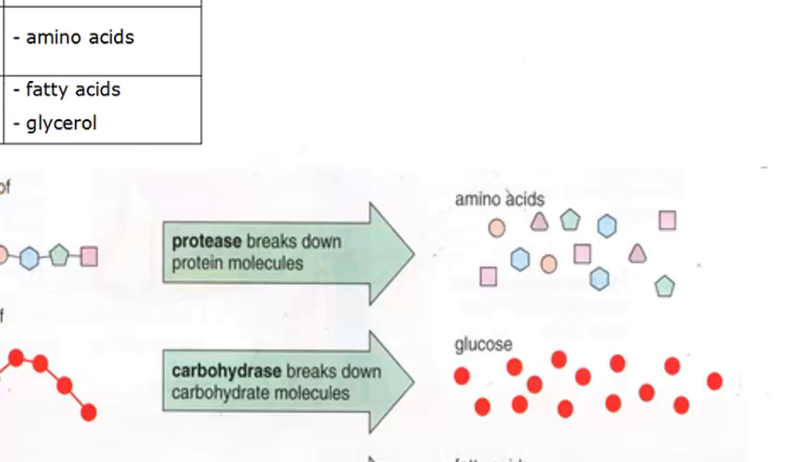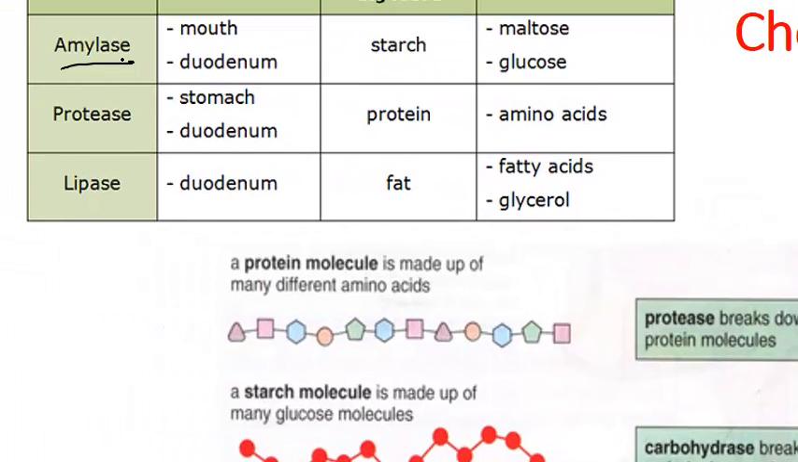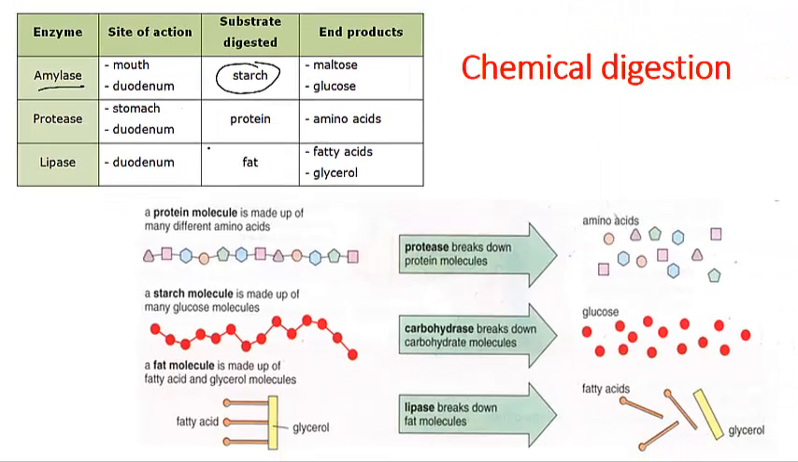Here you see the list of enzymes that are involved with the substrate breakdown into small fragments. For example, breakdown of starch is mediated by amylase, and it's secreted one in the mouth and another from the pancreas, and both of them break starch down and form maltose and glucose. Proteases act in the stomach and small intestine, and break down protein into amino acids. Lipase acts in the small intestine, in the duodenum, and breaks down fat into fatty acids and glycerol.